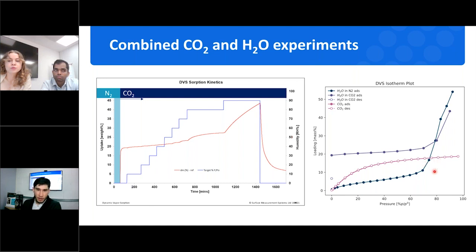On the other hand, the decomposition seems to happen at higher humidities compared to before. So instead of around 70%, it looks around 85%.